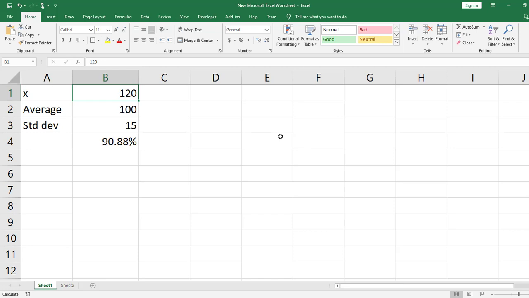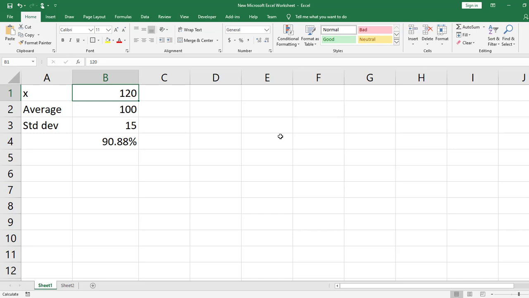Again, remember what I said. Cumulative always looks at that value or fewer. We did not find people who had an IQ of 120 or more. We did not find the percent of population that has an IQ of 120 or more. We just found the percent of the population who has an IQ of 120 or less. 90% of the population, 91% almost, has an IQ of 120 or less.